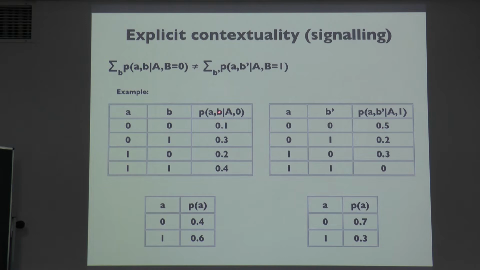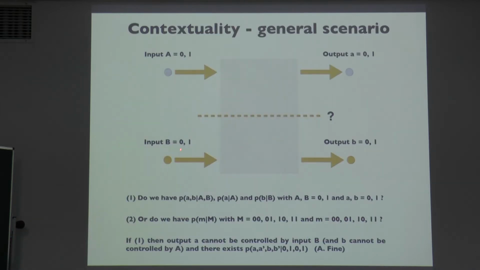If indeed A is independent of this choice, then by summing over B we will get a marginal of A. But here we see that this marginal probability distribution looks like this, whereas here this marginal probability distribution looks like this. So we see it's completely different. Therefore, by changing the input here, we can observe some change here.